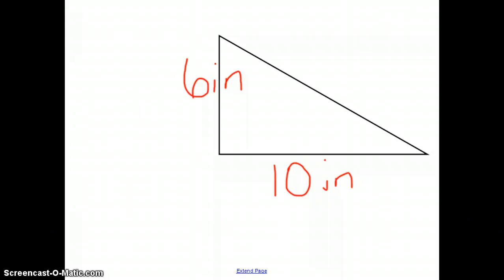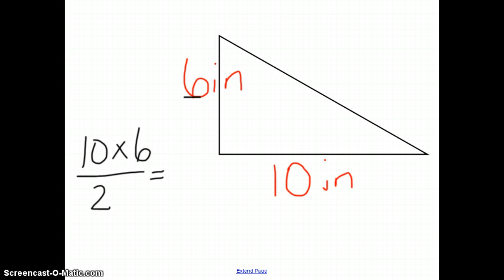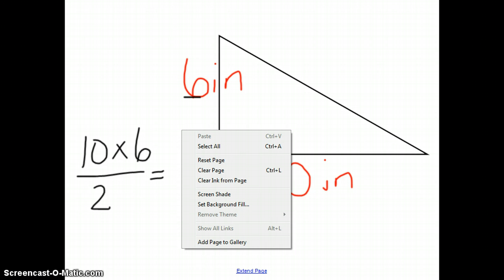All right, so let's try it out. We have our base of 10 inches times our height of 6 inches. And then we need to divide that by 2. So 10 times 6.